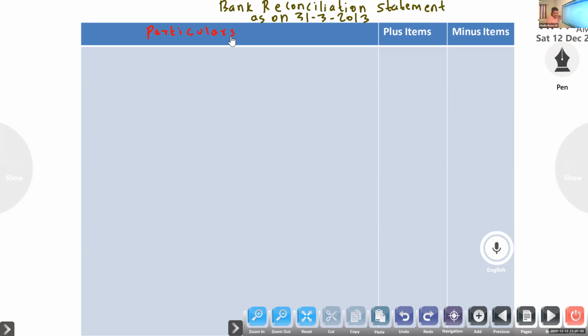The passbook showed an overdraft. So, overdraft balance as per passbook: 40,950.